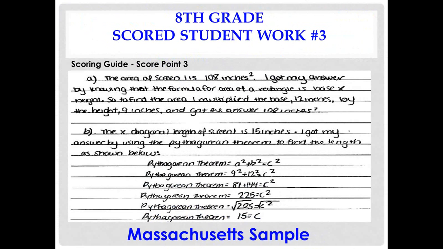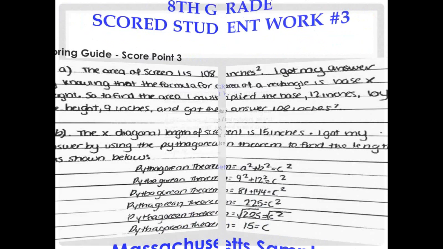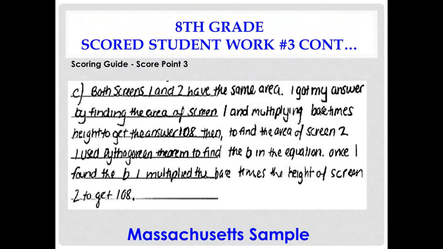3 points. The area of the screen is 108 for this one, same as what we've seen previous. And B as well, they came up with 15 as the length of the diagonal. And their part C, they're saying both screens 1 and 2 have the same area. I got my answer by finding the area of screen 1. So at some point, they missed finding the correct area for both of those screens, for screen 1 and screen 2, because they're saying that screen 1 and screen 2 have the same area.